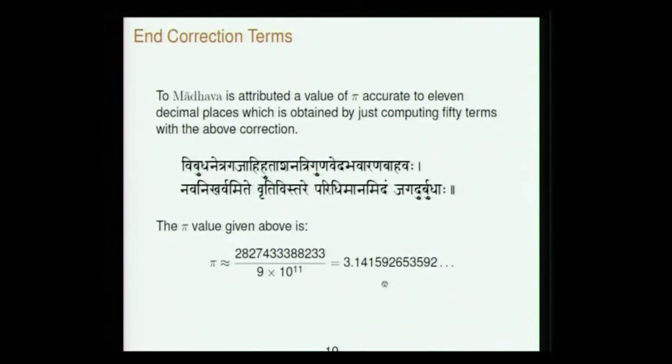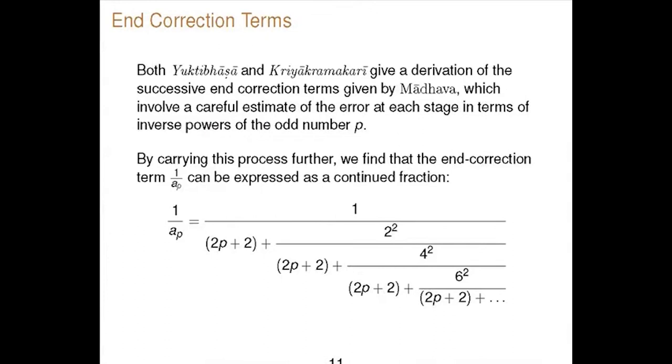So the next order correction will be 6 squared over 2p plus 2, which is not mentioned in Kriyakramakari, but if you follow the same method, this is what you will get.